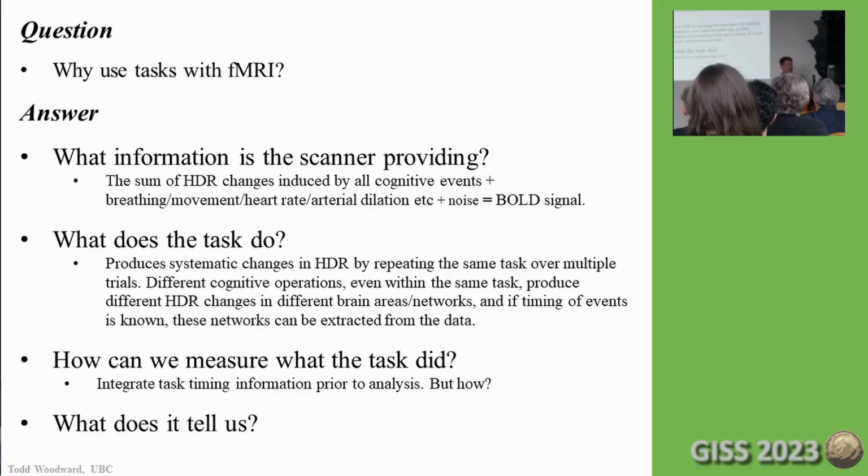Okay, so now we've got two answers. What information is the scanner providing? Talked about that. What does the task do? I guess I already mentioned that. How can we measure what the task did? We integrate task timing prior to analysis. I think that's optimal. But how? And this is the difficult part.